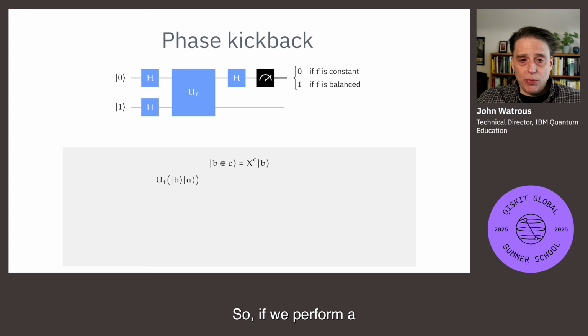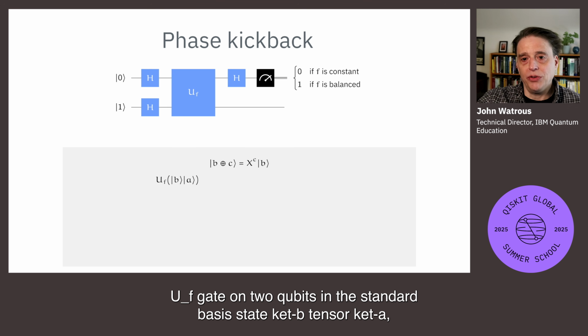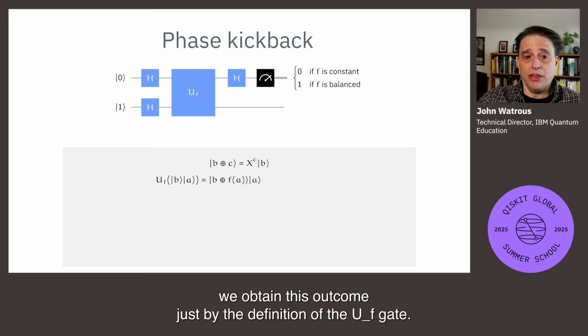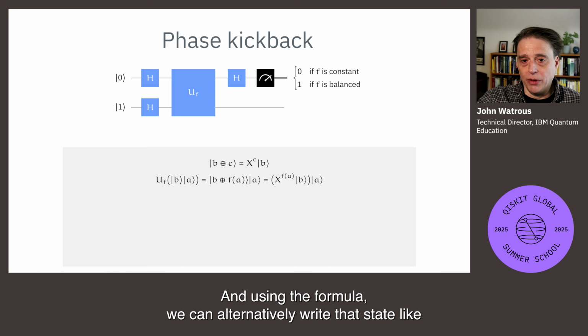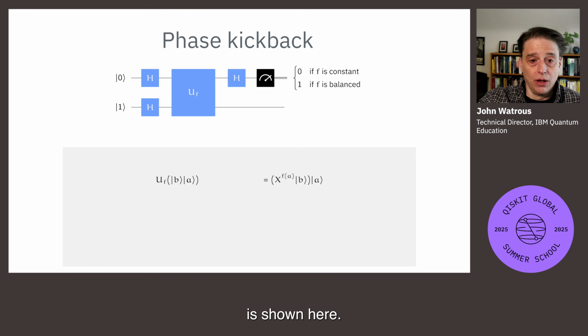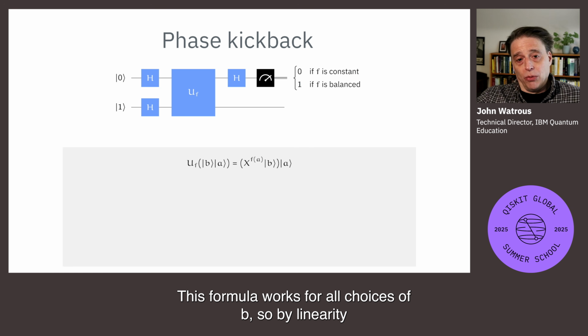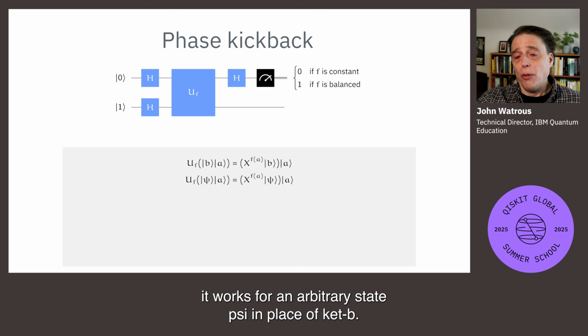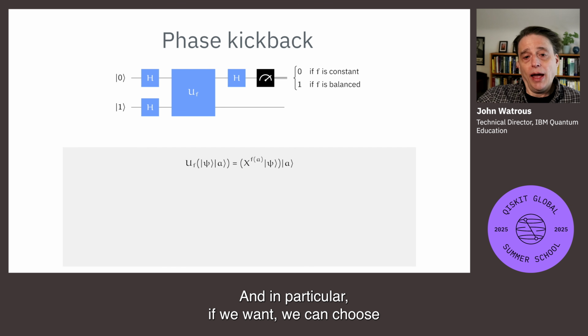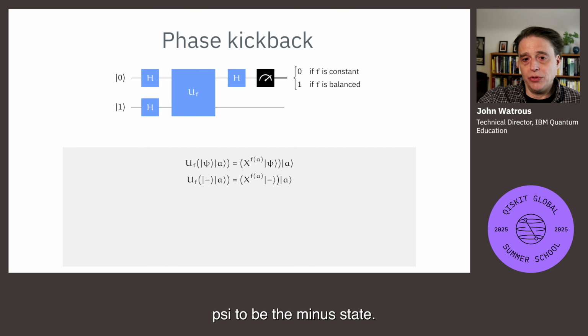So, if we perform a U_f gate on 2 qubits in the standard basis state ket b tensor ket a, we obtain this outcome just by the definition of the U_f gate. And using the formula, we can alternatively write that state like is shown here. This formula works for all choices of b, so by linearity, it works for an arbitrary state psi in place of ket b. And in particular, if we want, we can choose psi to be the minus state.